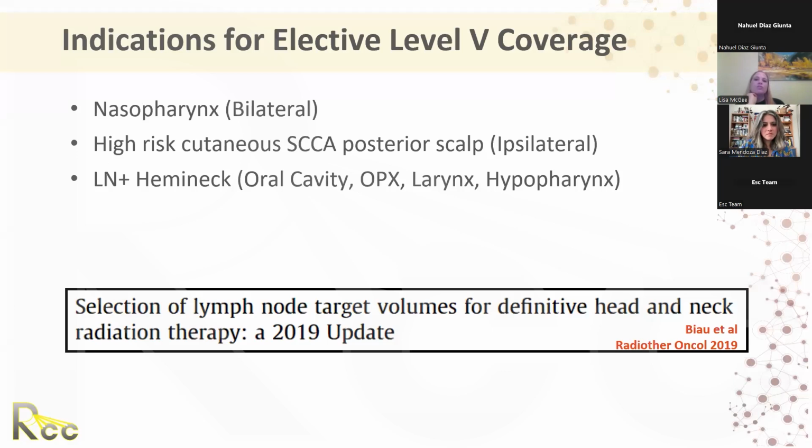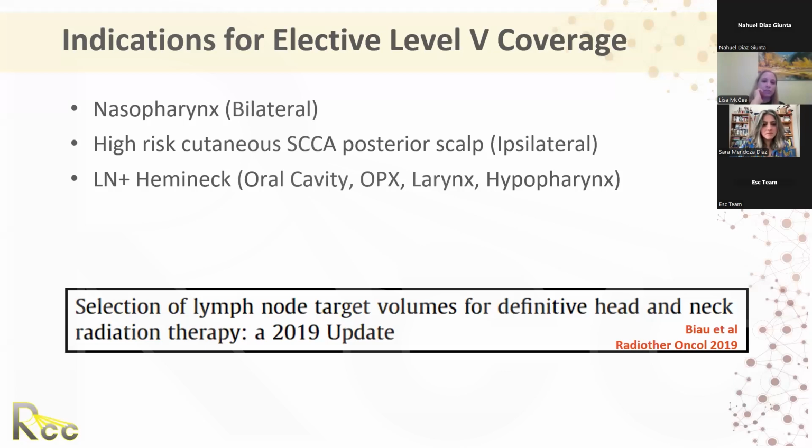Moving on to indications for elective level 5 coverage, I think it's first important to make sure that we understand what we mean by elective. Elective just very simply means when would you want to contour level 5 and include that in your prescription when level 5 is radiographically negative. And so the things to think about would be definitely nasopharynx. So we would cover level 5 bilaterally for nasopharyngeal malignancies.